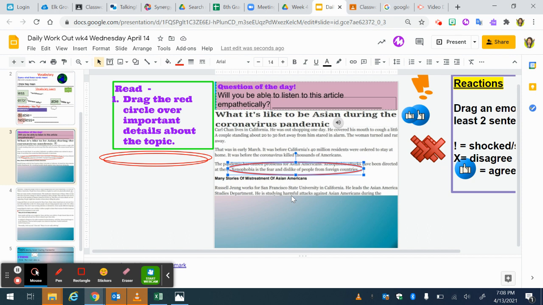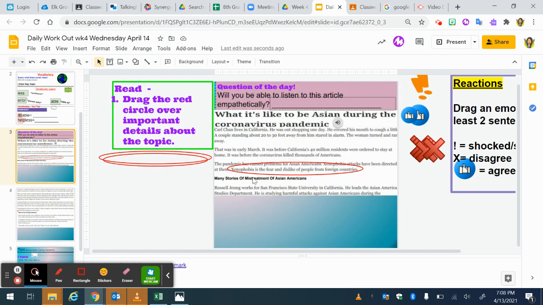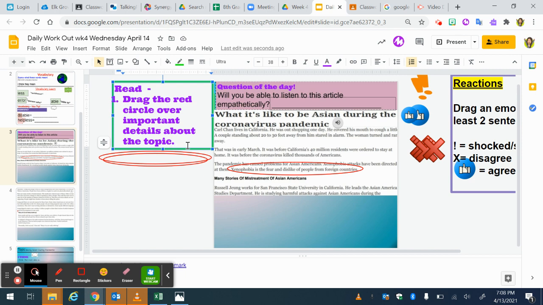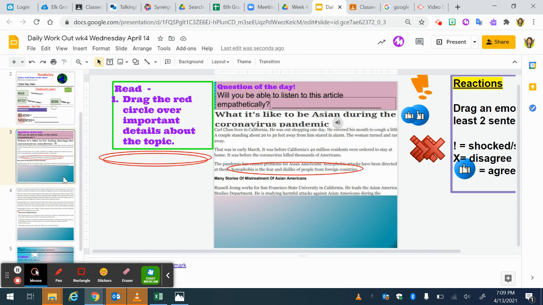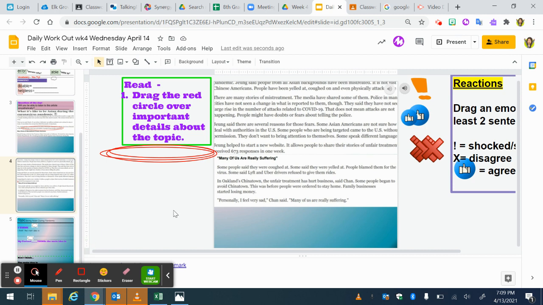So you might find 1 or 2 important details on this page, and maybe on this page you find more. That's okay. The way you're going to check is go back to the topic of the article, okay? Is the important detail telling you who, what, when, where, or why about the topic? When you're all done finding more important details here and reacting here, then you're going to come back to the main room if you're in class today, and you're going to do page 5 together with a friend in breakout room.